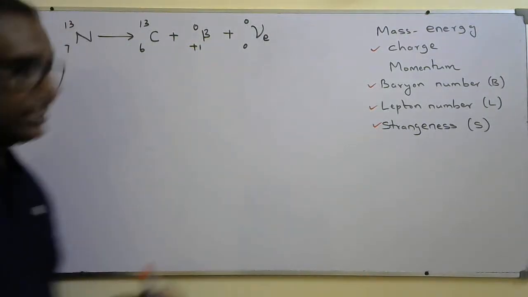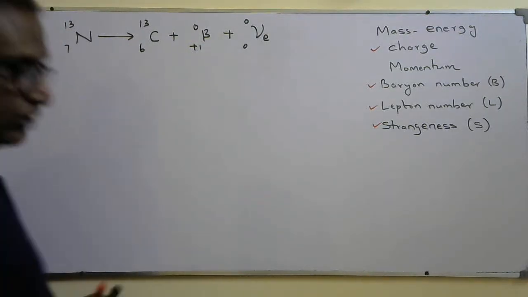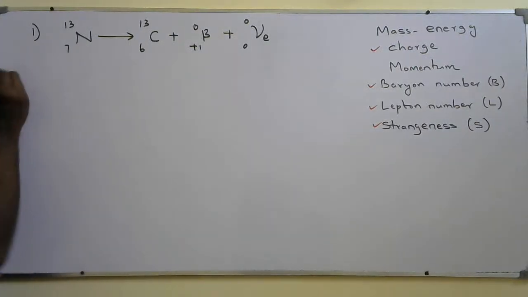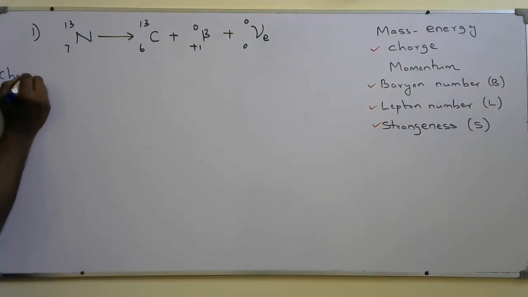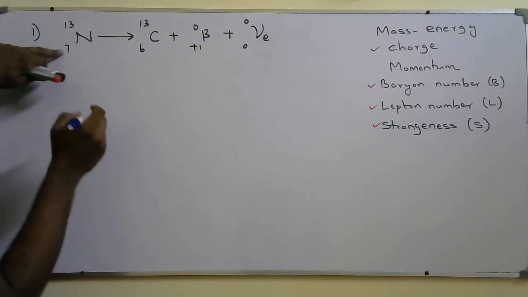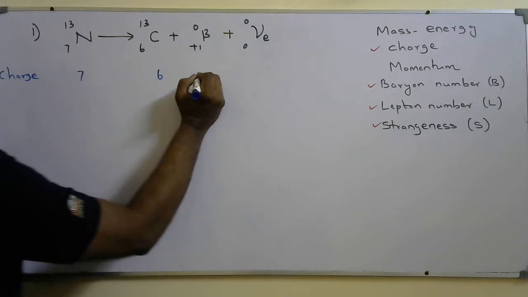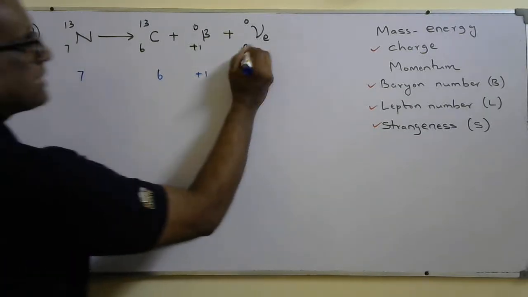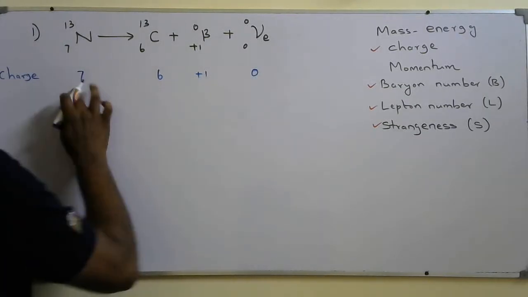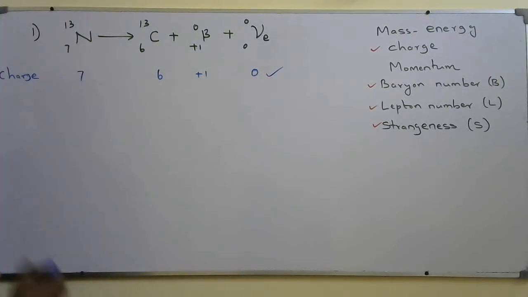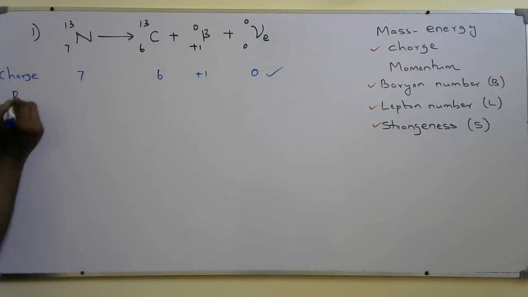Right. Okay, so when we think about the validity of this reaction, first we will check one by one. First, whether the charge is conserved. This charge is 7. This is 6. This is again 1. This is 0. So 6 plus 1 is 7. That is valid, so we put a tick. It's conserved. Then we'll check the baryon number.